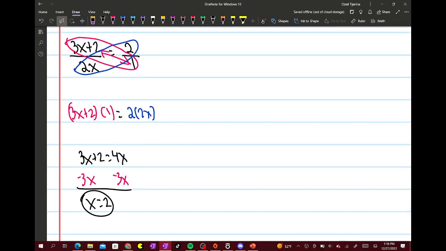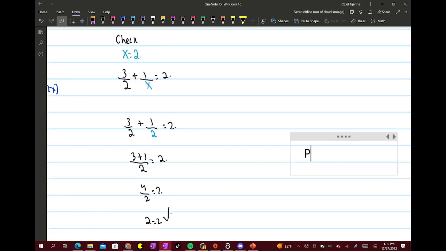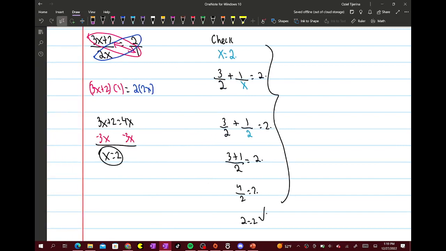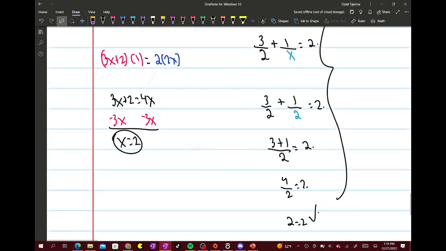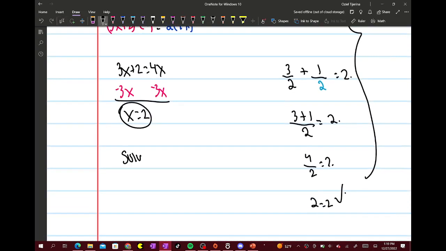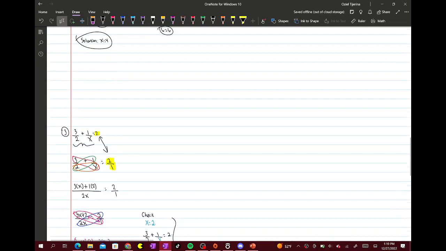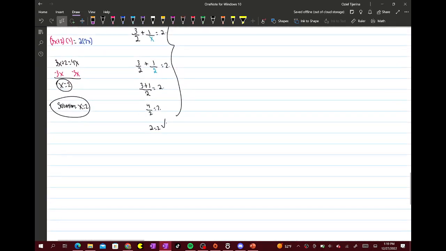And again, you can check it, so let me go ahead and do it off camera. So as you can see, this works, right? We end up with the same solution, 2 equals 2. We end up with the same thing on both the left and right side. So we can say that our solution is x equals 2, right? There's a reason why I'm going fast on these. They're very simple.